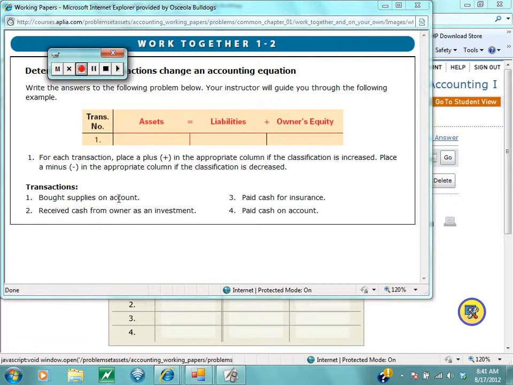So when we purchase supplies on account, our supplies went up and our liability went up because we didn't pay cash. We said charge. Anytime we owe somebody money, that is a liability. So we would increase supplies and increase liabilities by the same amount. Let's do an example. If we bought $100 in supplies, our assets would increase by $100. And since we charged them, our liability increases by $100. So plus, plus.